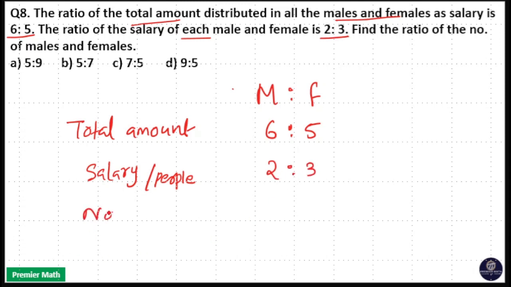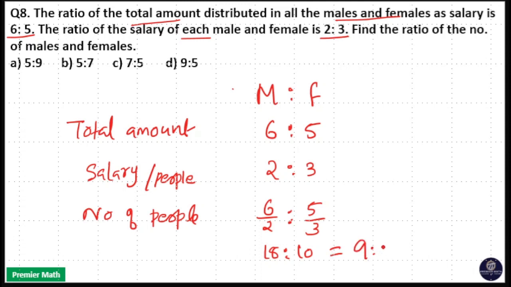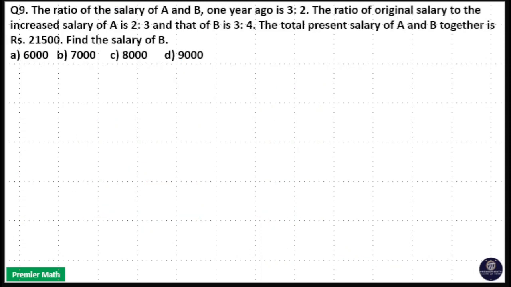So, number of people is equal to 6/2 : 5/3. That means cross multiply because 5/3 is not divisible. So 6 into 3, 18 is to 5 into 2, 10. That means when you simplify by dividing with 2, 9:5 is your answer. So the number of males and females is 9:5 in the ratio. So option D is your answer.